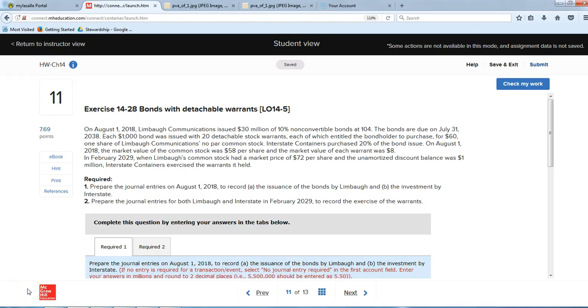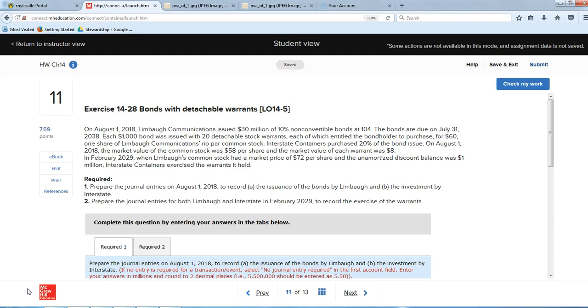On August 1, 2018, Limbo Communications issued $30 million of 10% non-convertible bonds at 104. The bonds are due on July 31st, 2038. Each $1,000 bond was issued with 20 detachable stock warrants, each of which entitled the bondholder to purchase for $60 one share of Limbo Communications no-par common stock.